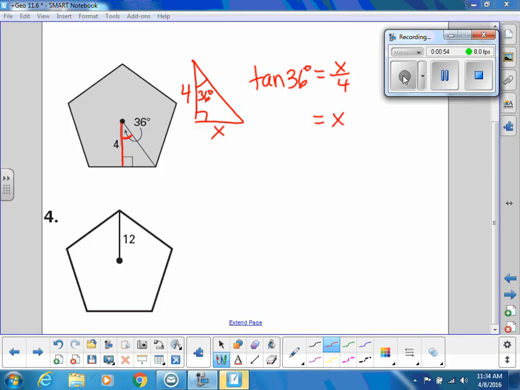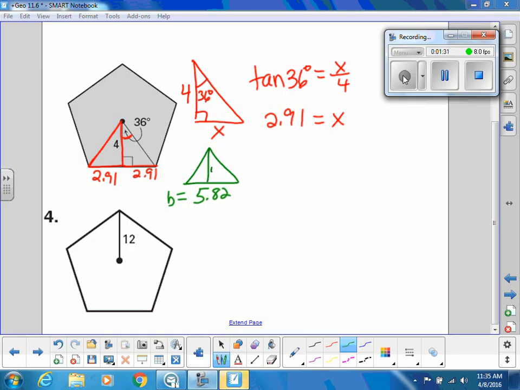We're going to multiply both sides by 4, and if I do that on my calculator, that gives me 2.91 for my x. So this piece right here is 2.91. And remember that cuts this main triangle in half, right? So this is also 2.91. So the full base of this triangle is going to be 2.91 times 2, so that'll be 5.82. So that's our base.